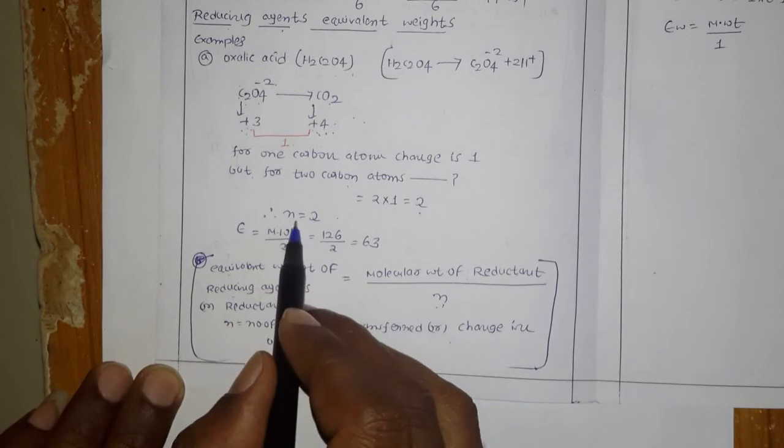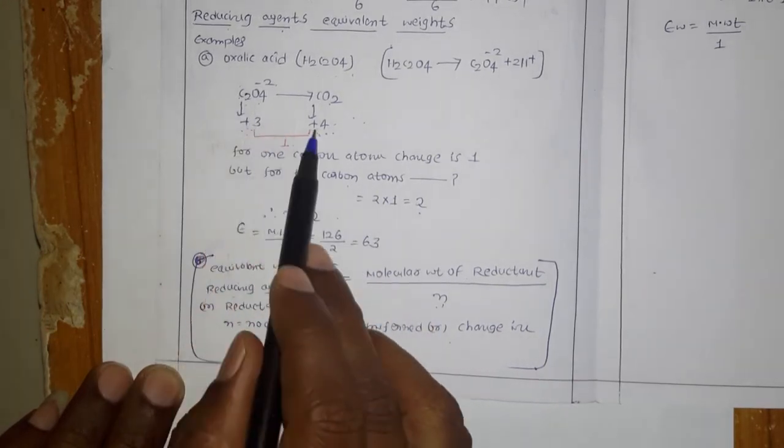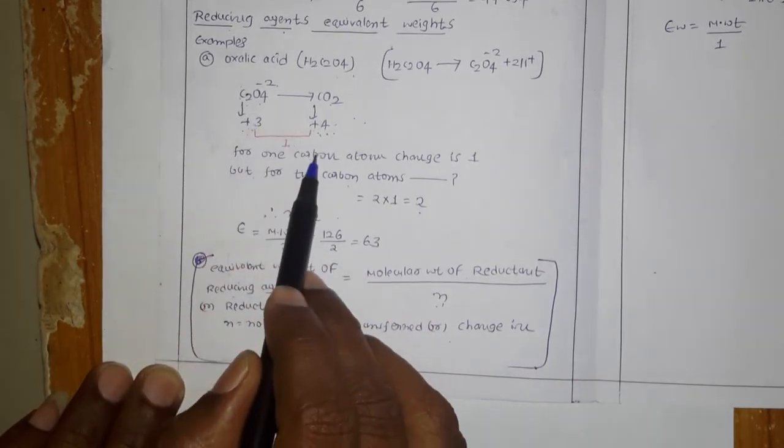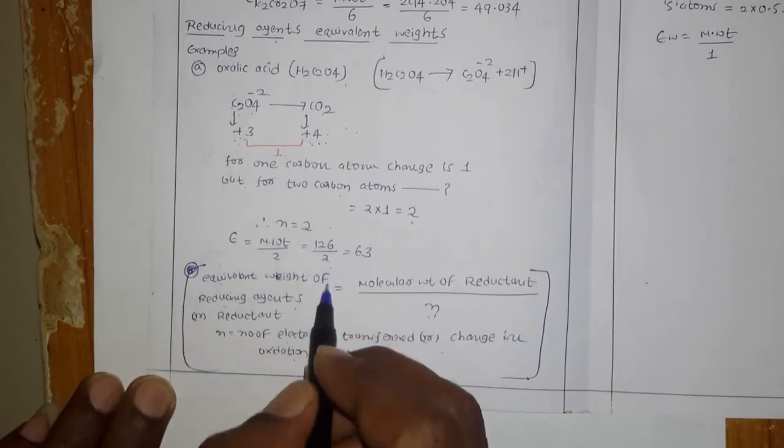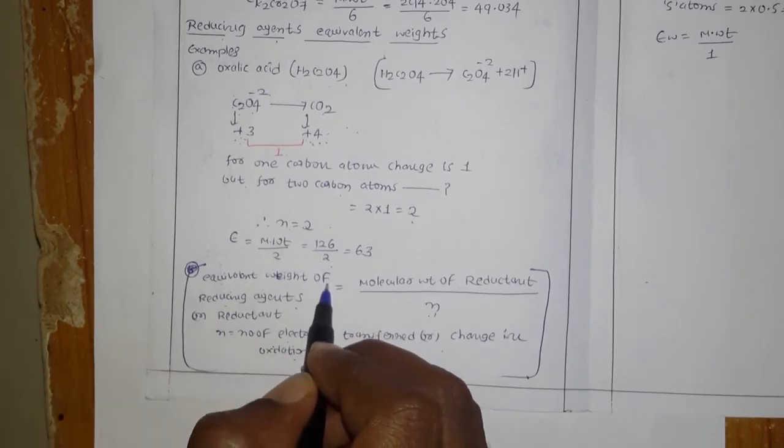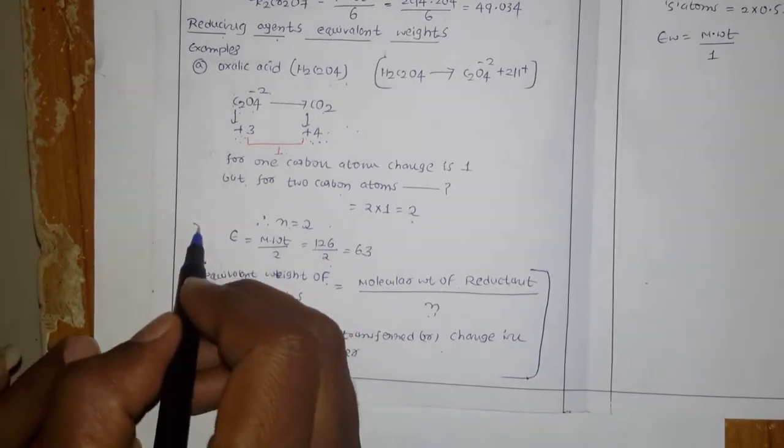How many electrons are involved? 2 electrons. One electron for one carbon, so 2 electrons for 2 carbons. So that means 126 divided by 2. 126 divided by 2. Okay, so this is the way.